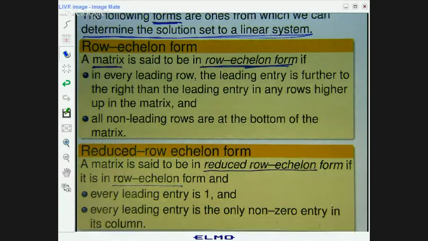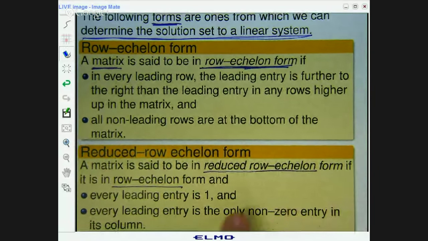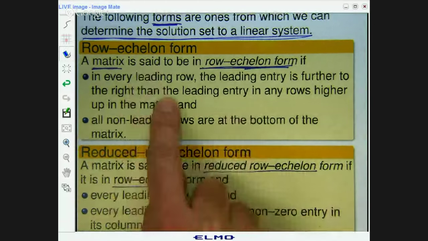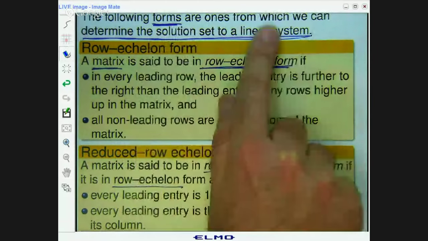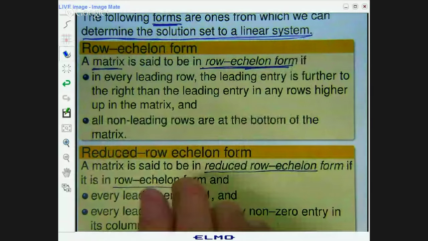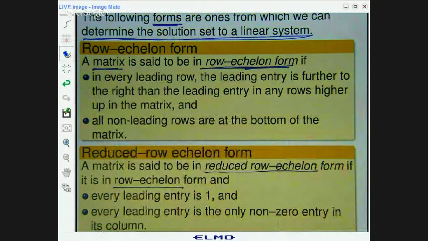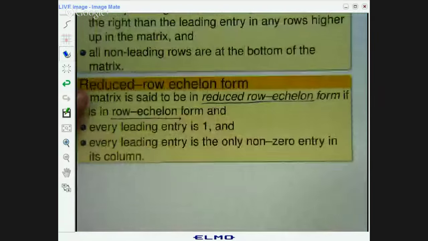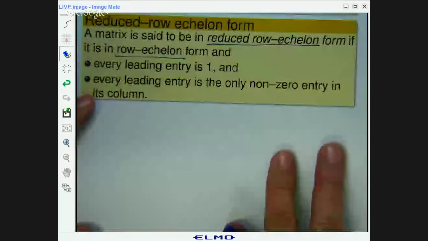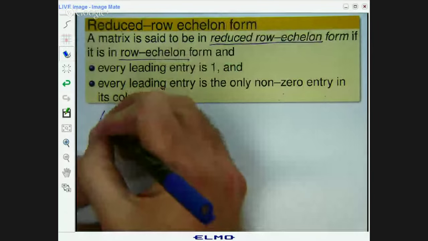Okay, now it'll take a while for that to sink in, but this form is even simpler than this form, and it's even easier to determine the solution set to a linear system. Okay, but the best way to have a go at this is, first of all, to understand this, which I've got some examples about, and secondly, to do some more examples. Okay, so let's move this up here and I'll write a few matrices down here.